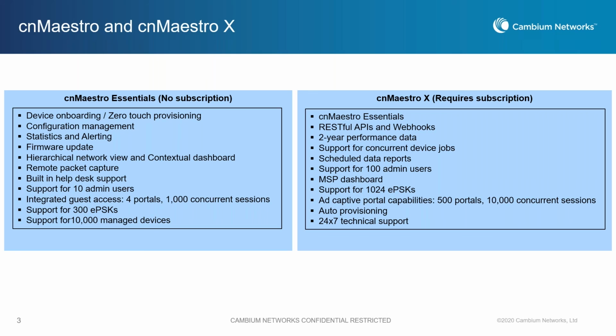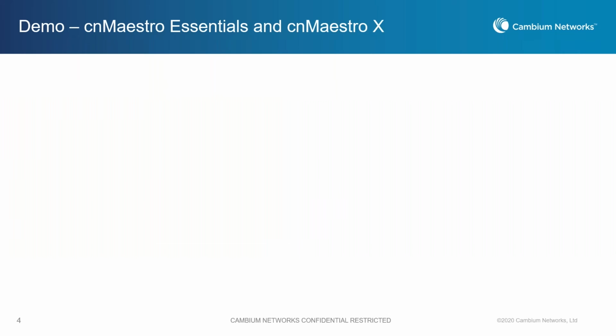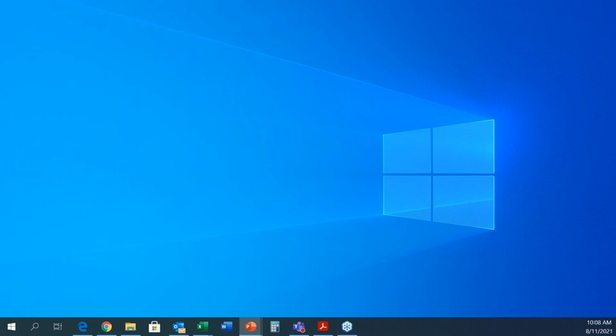So that's the Cambium Care Pro. So when you get subscription for cnMaestro X, you get all of this, including that 24/7 support. And sometimes folks get confused about firmware upgrades. So obviously for Essentials, you will continue to get that, but only for that base set of features. With X, you get upgrades for both base and advanced set of features. Okay. With that, let's switch to the demo.